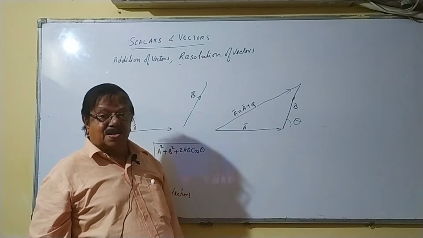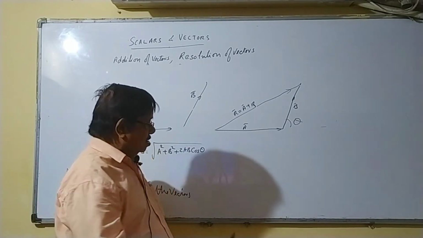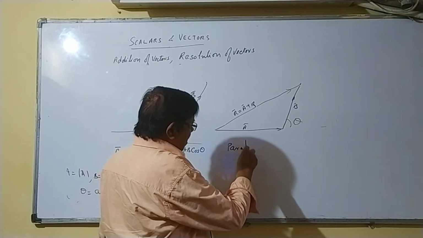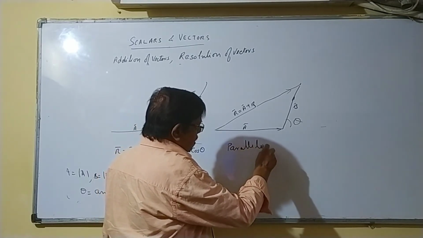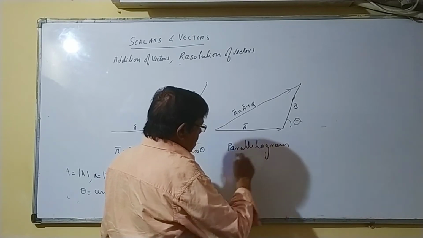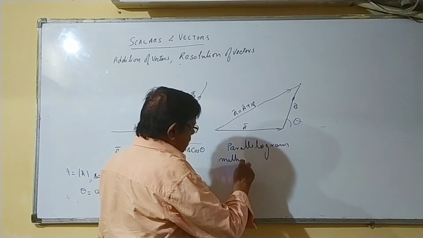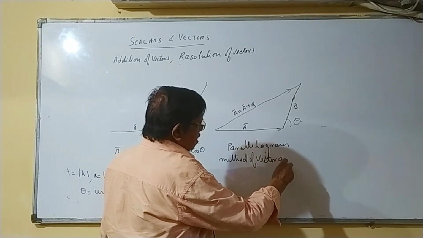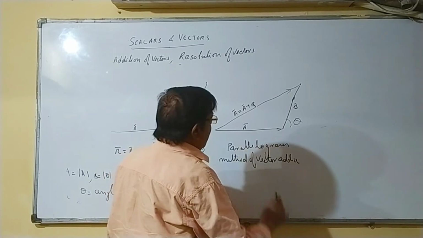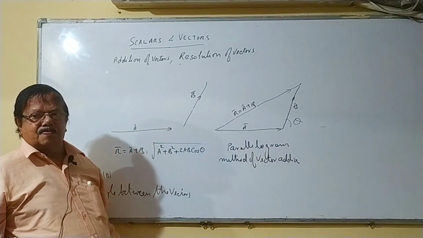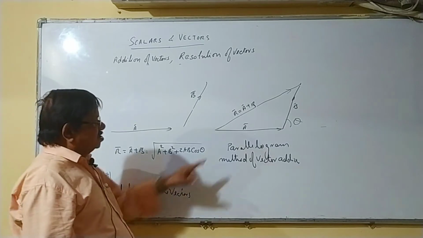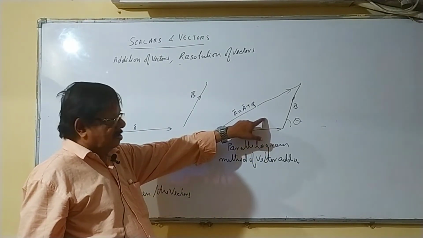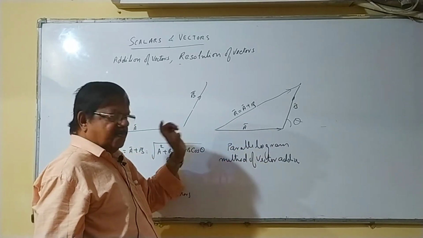Now, there is another method of vector addition that is called the parallelogram method of vector addition. How do we draw a parallelogram using these vectors? This is the triangular law, the triangle method of vector addition. Now we will have the parallelogram method of vector addition.